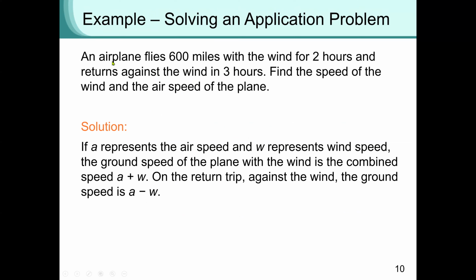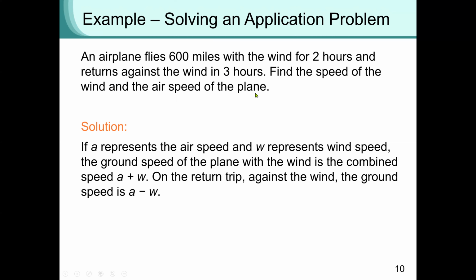Here we have an airplane which flies 600 miles with the wind for 2 hours, which means the plane is going in the same direction as the wind, and 600 miles will take us 2 hours. And also when you return against the wind, if we are flying 600 miles and the wind is opposite to the airplane, then it will take longer, 3 hours. So now the question says we should find the speed of the wind and also the speed of the plane.